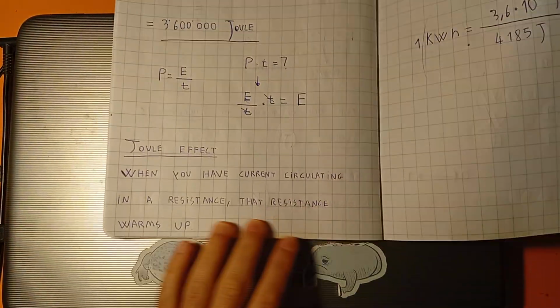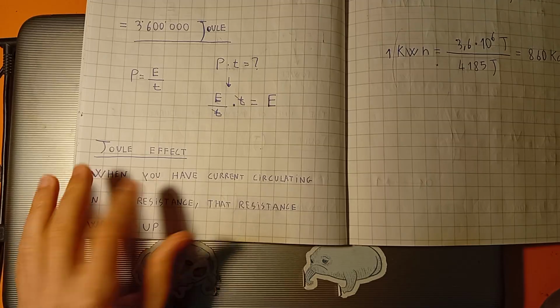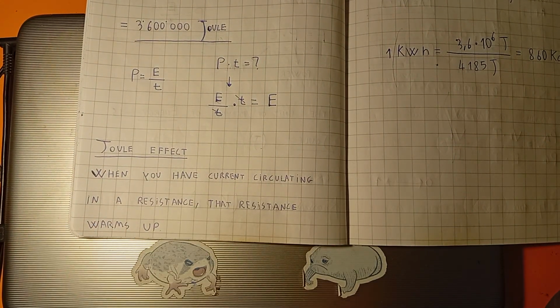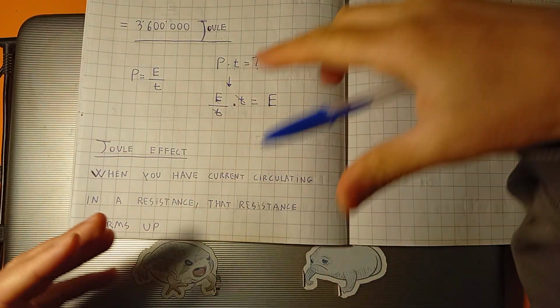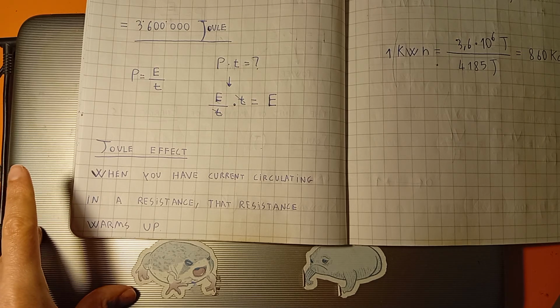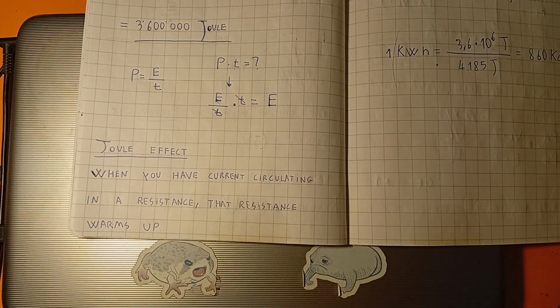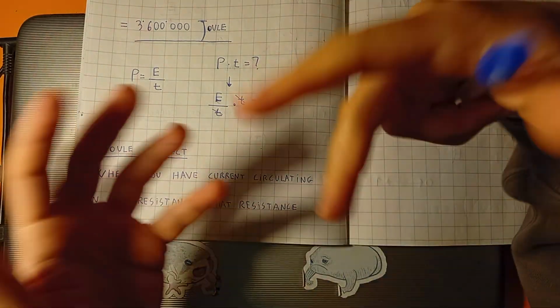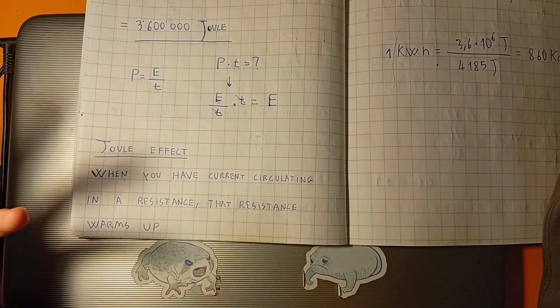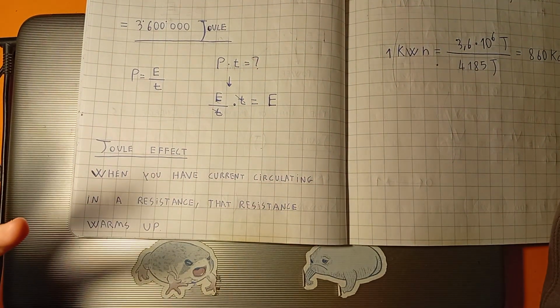Another thing that is important to mention is the joule effect. What is the joule effect? Basically, when you have current flowing in a resistor, this resistor will warm up. The electric energy flowing through a resistor will transform into heat. So the resistor will warm up.